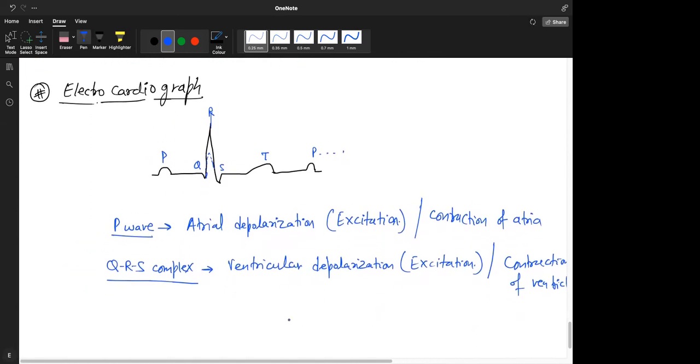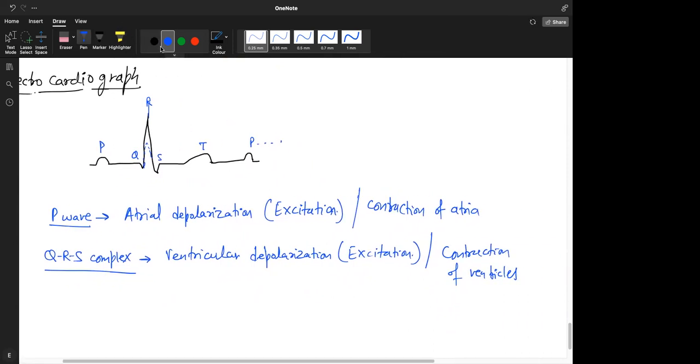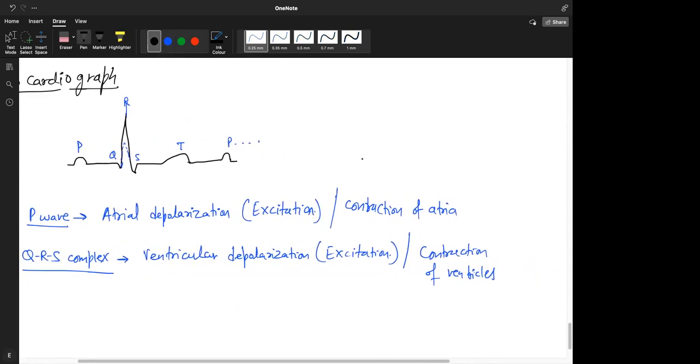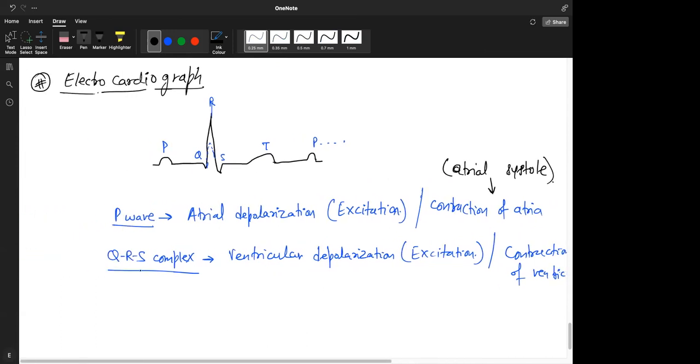Okay, clear till here? Now, in other words, I should call this region, this P wave, is telling me about atrial systole. Can I say that? I ask because this language will come in your exam. Atrial systole. Do you understand this is ventricular systole? Just a different language to say this.